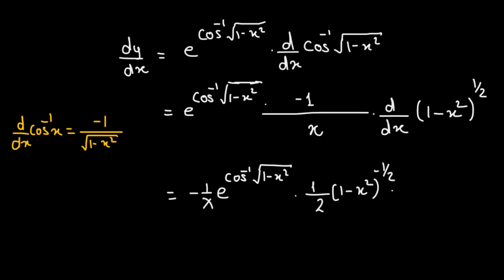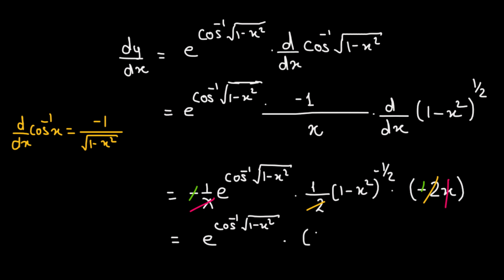So let's rewrite this expression. Now we have a very simplified form. We also see that there are lots of common factors which are going to get cancelled out. So the 2 and 2 get cancelled out, the x and x get cancelled out, the negative signs multiply to become positive, and that finally leaves us with e raised to the power of cosine inverse of square root of 1 minus x squared times 1 minus x squared raised to the power of -half. So this is the derivative of the given exponential function.